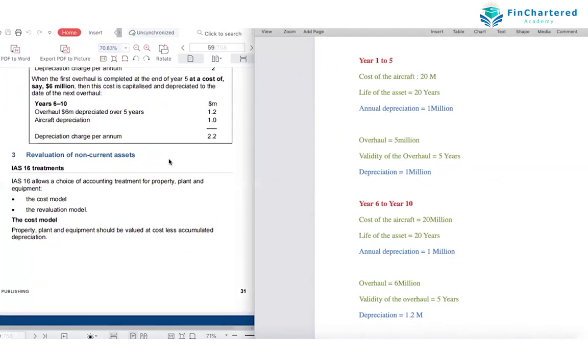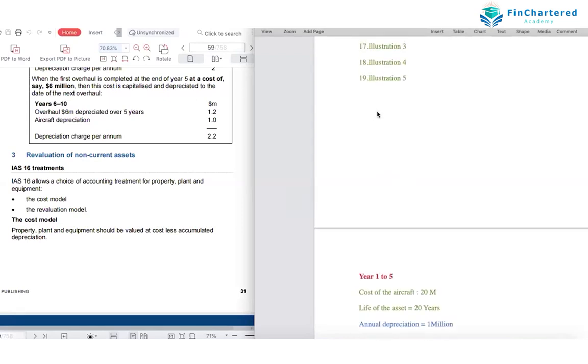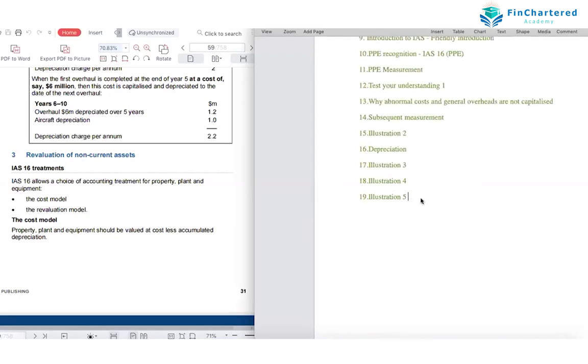The next thing that we will look at, what is the next thing? The next thing I will look at is revaluation of non-current assets.